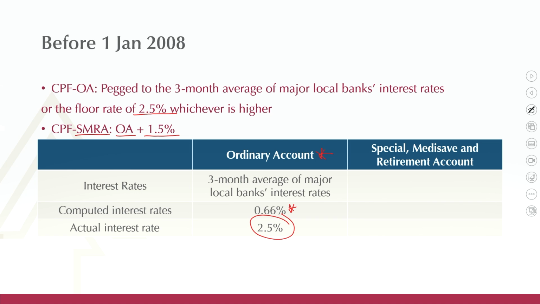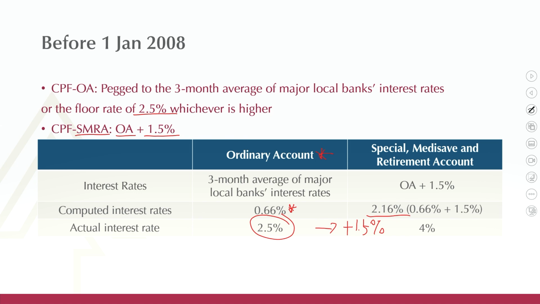All right. So then for special, Medisave and retirement accounts, how is it calculated? If we used the 3-month average of the major local bank interest of 0.66% and added 1.5%, by right our special, Medisave and retirement account interest would only be 2.16%. But because the floor rate is 2.5%, after you take 2.5% plus 1.5%, you get an effective interest rate of 4%. Again, it sounds very familiar, 2.5% and 4%, right?